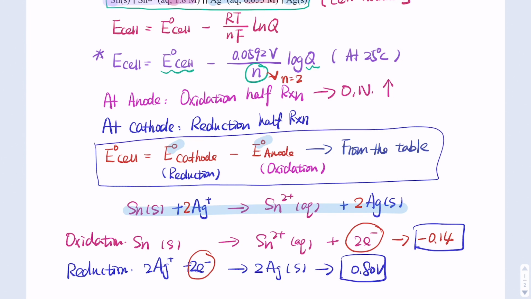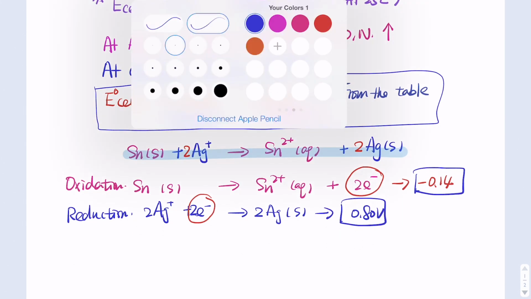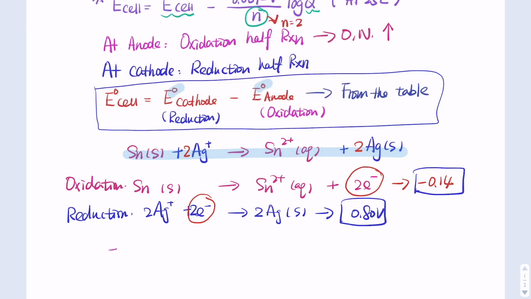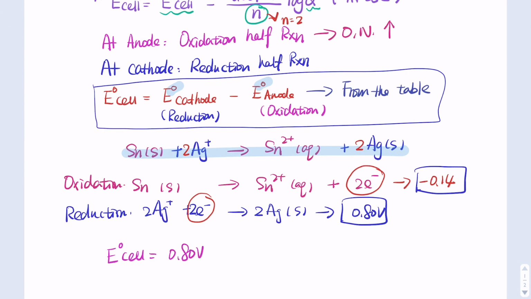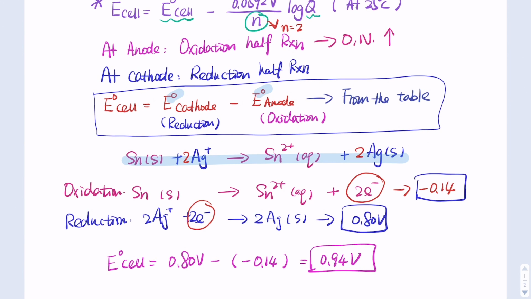So you have E°cell equals the cathode reduction half, so you're going to use 0.80, minus the negative 0.14, the oxidation half. After you do this calculation, it turns out to be 0.94 volts. So you have this value. Now we can put this into our Nernst equation, but before that we also need to calculate the Q.